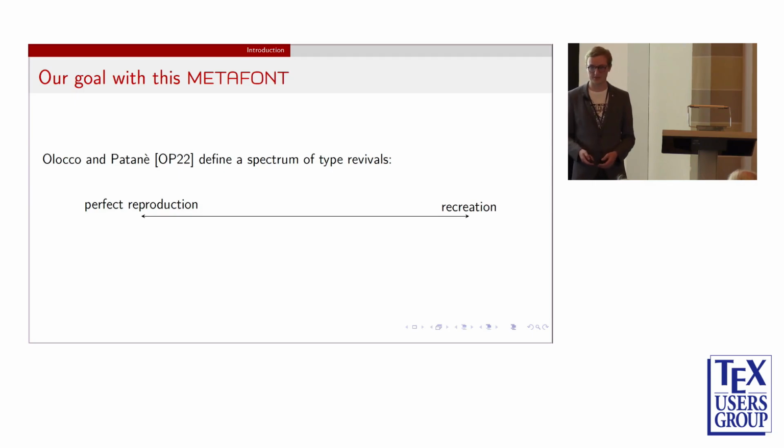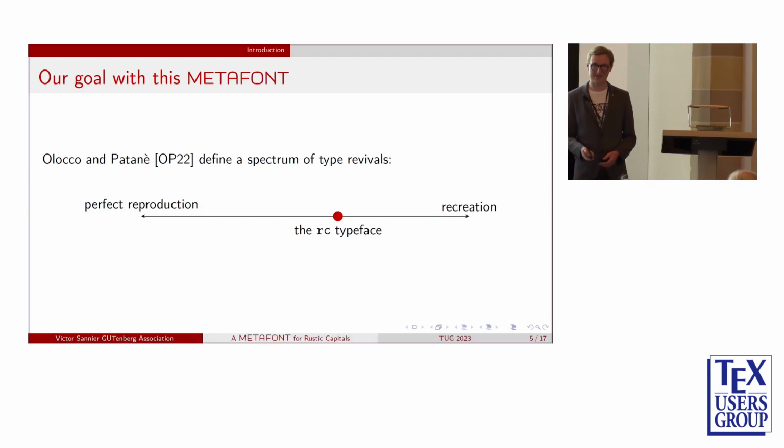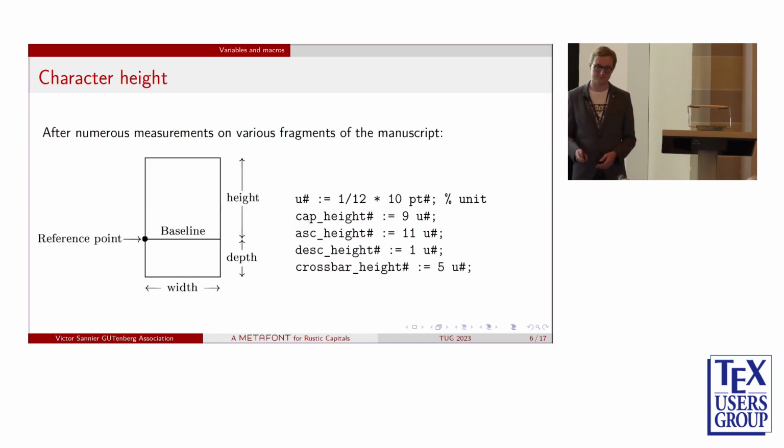So on this spectrum, I want to stay about here. That is, I'm going to regularize the manuscript a bit, because I don't want to do 20 times the letter A for all the variants that appear, and I want all the baselines to agree, all the heights to be similar, and so on. So there is a bit of regularization, but I won't do perfect kerning and optical compensation and so on, at least for now. So this is quite a middle ground here.